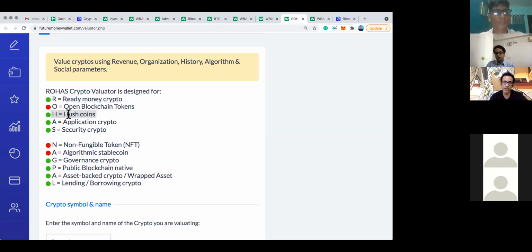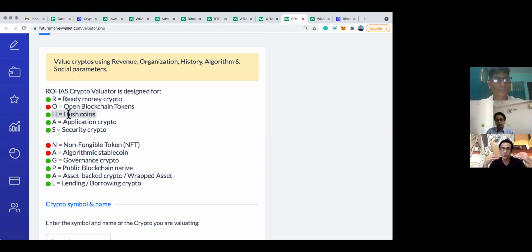Then there are hush coins or privacy coins. Now, these are usually misused for money laundering and other crimes. So definitely then you need a separate regulator, which is already there in India, which controls money laundering. It's called the Enforcement Directorate.